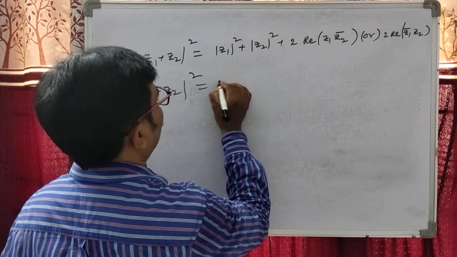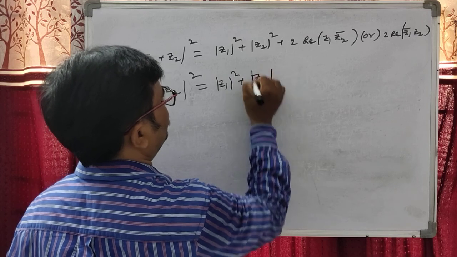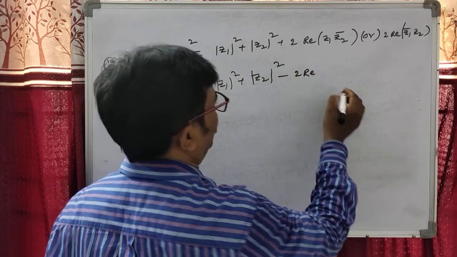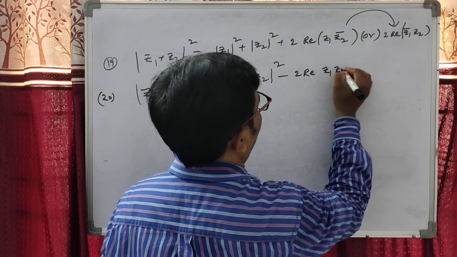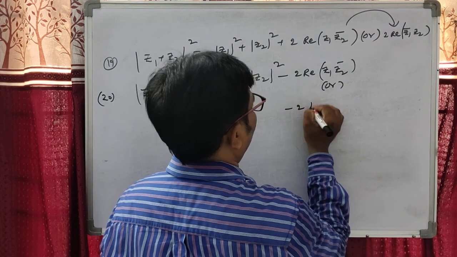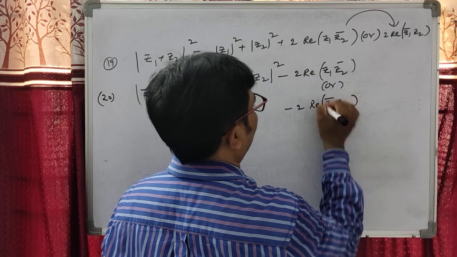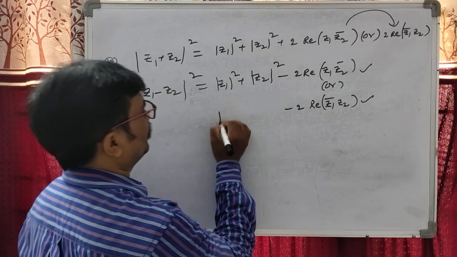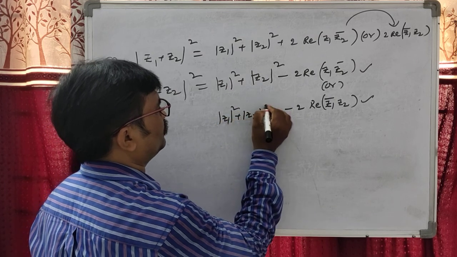The modulus of z1 square, modulus of z2 square, minus 2 into the real part of z1 into z2 bar, or this is minus 2 into the real part of z1 bar into z2. This is the same. Okay students, the remaining terms are the same: mod of z1 square, modulus of z2 square.